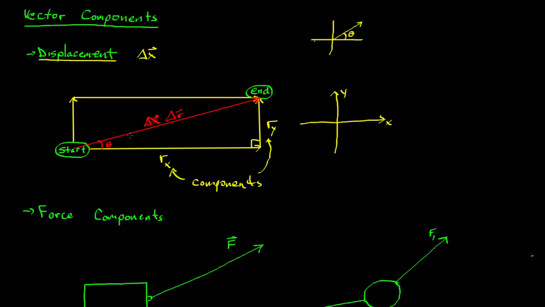So when I have something at an angle, I can break it down into an x direction and a y direction. Conversely, if I know the x and y direction, I can put it back using the Pythagorean theorem into the resultant, we call that. So this is called the resultant vector.